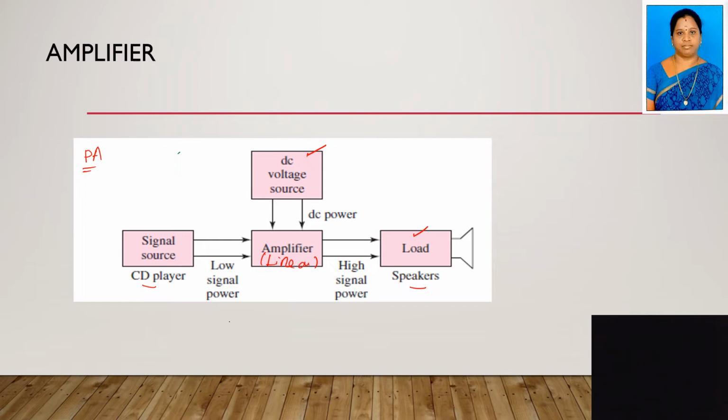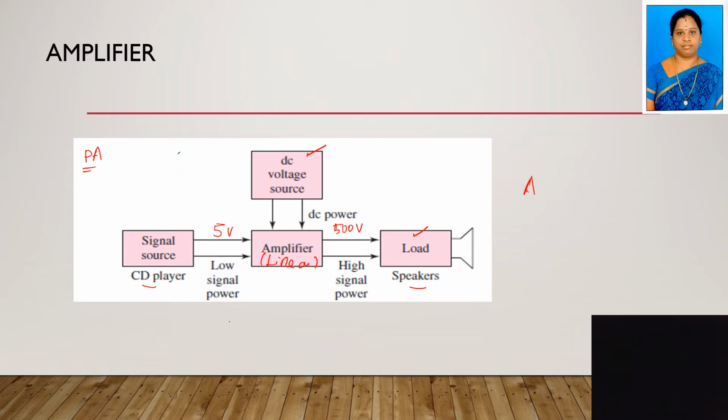Okay. So here why we need the DC source means from the DC source only we are getting the power. The signal will be superimposed on the DC signal so that it will be amplified, right? So for example, if you are applying 5 volts at the input side of the amplifier, and you are getting 500 volts, the amplification, that is gain, is nothing but the output by input, right?